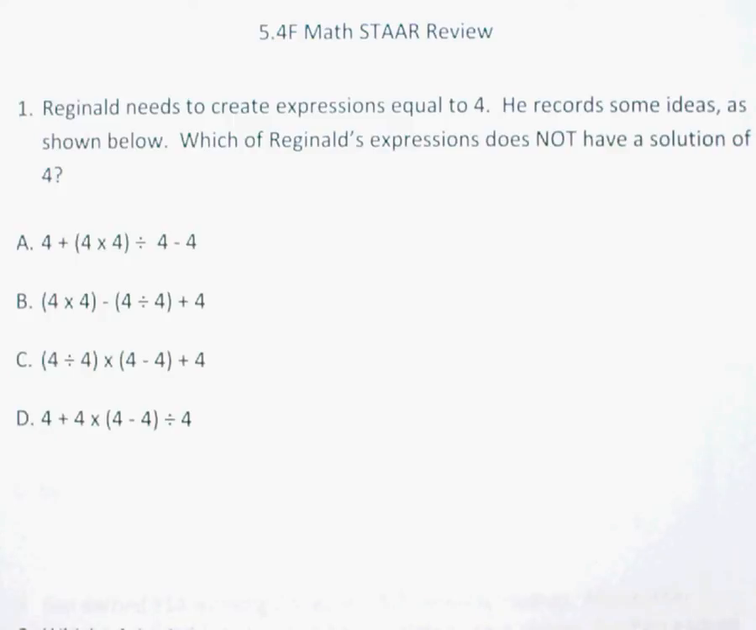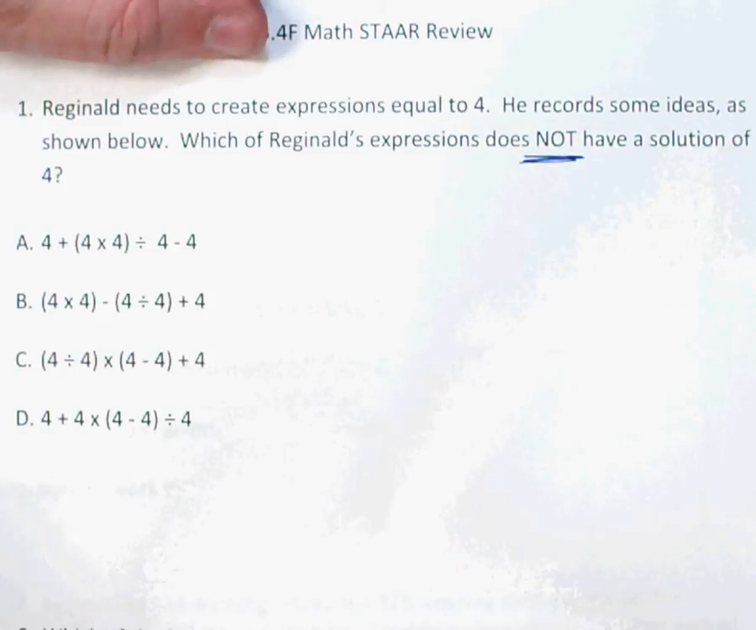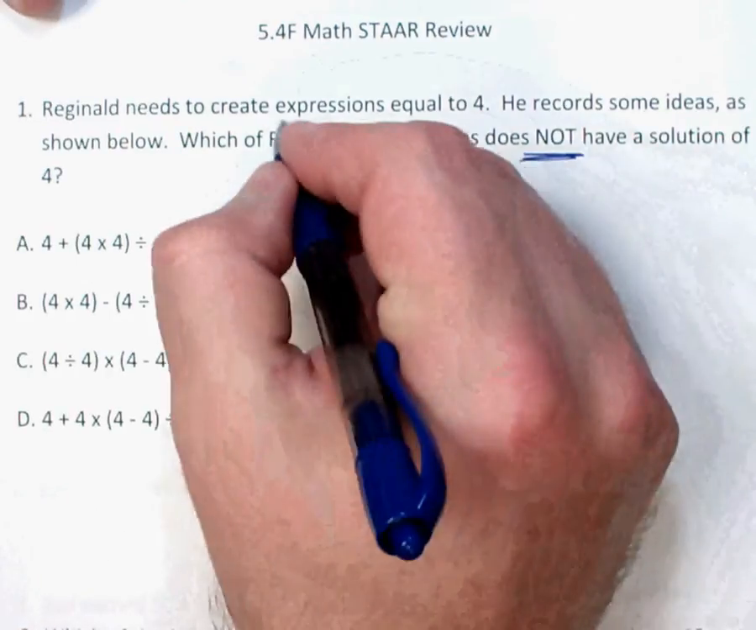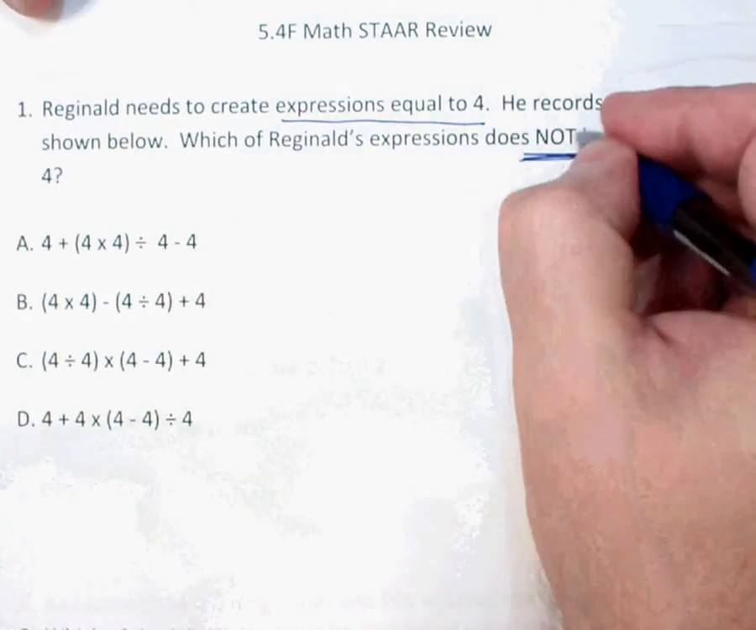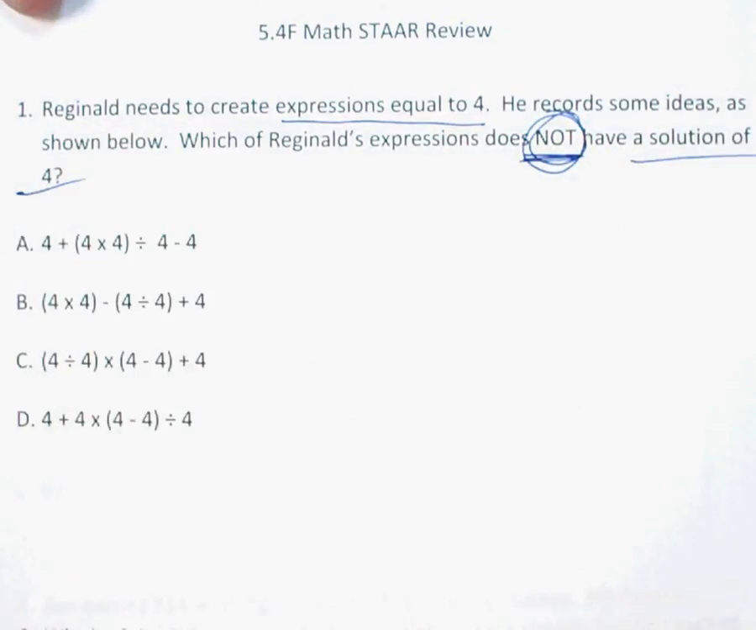All right, so on number 1, Reginald creates expressions that are equal to 4. He records some ideas as shown below. Which of Reginald's expressions does not have a solution of 4? So we're just creating expressions that are equal to 4, and I'm looking for the one that does not equal 4, or have a solution of 4.